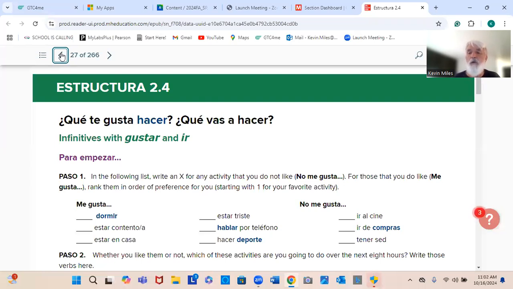So, tengo los ojos verdes, I have green eyes, or mis ojos son verdes. I am tall, soy alto, or I'm short, soy bajo. Talk about your personality, or soy reservado, or soy animado. You can talk a little bit about your personality and your physicality using ser. Okay. Be able to describe a friend. Mi amigo es alto. Mi amigo es inteligente.